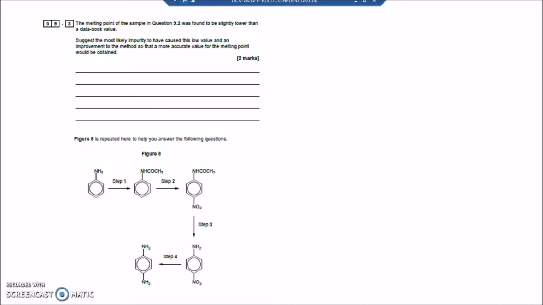The melting point of the sample was found to be slightly lower than the data book value. State the most likely impurity. Well, always the most likely impurity is water, and the way that you get rid of it is press the sample of crystals between filter papers. That's always going to be the easiest way to get rid of the main impurity, which is water.